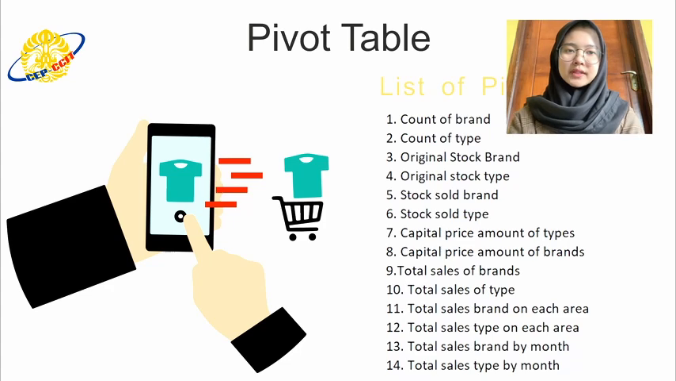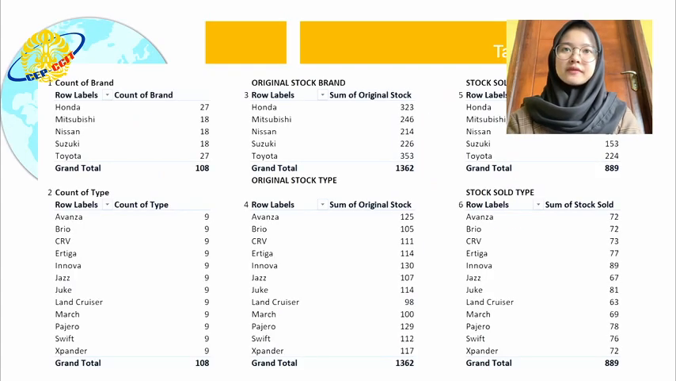So we're moving to the pivot table contents, and we have 14 pivot tables, and here's the list of pivot tables. So we're going to move to the first pivot table. The first is count of brand, and we can see that the sum of cars is 108, with the highest sum of cars being Honda and also Toyota, 27.